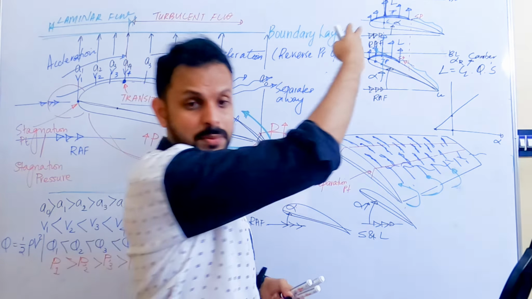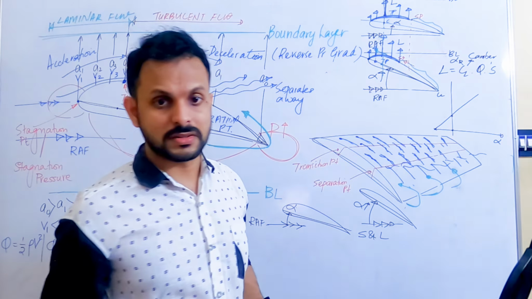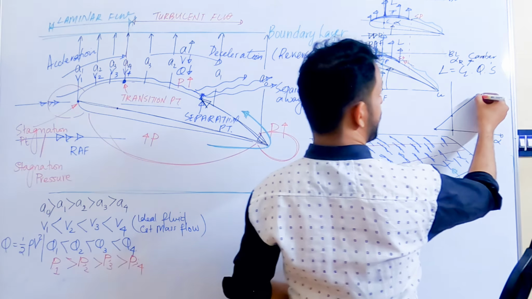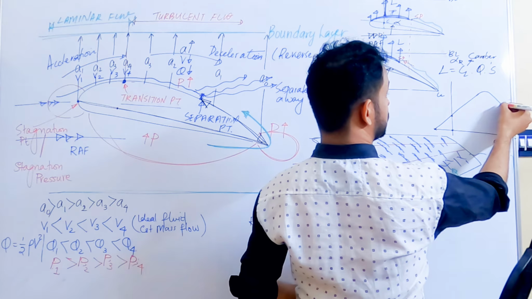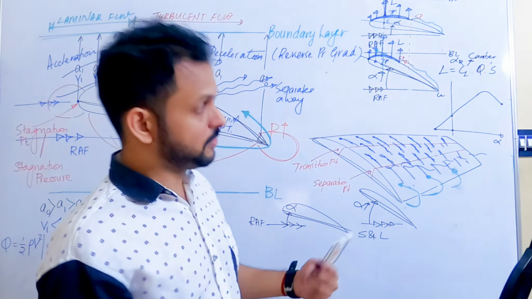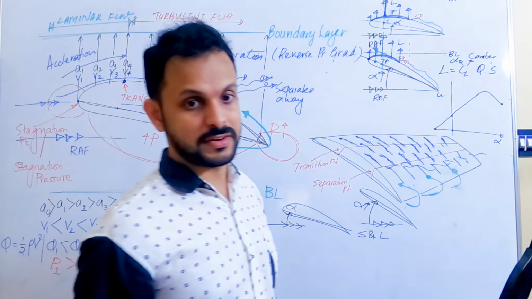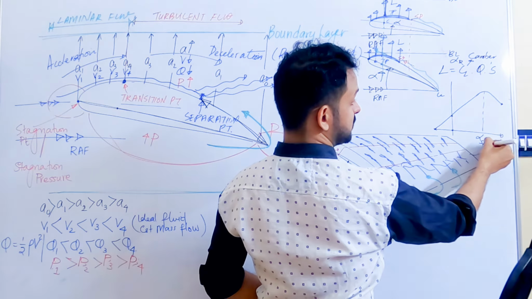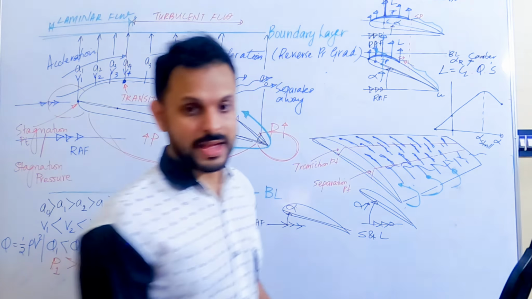We have seen an elaborate diagram of this in one of the previous classes with all the different positions drawn. And at that point, what happens? Your lift reduces, not like a fall, but the lift reduces with any further increase in angle of attack. Right? What is this angle of attack called? Alpha stall, or it's also called the critical angle of attack.